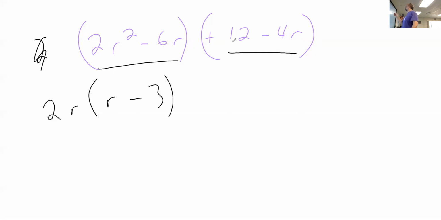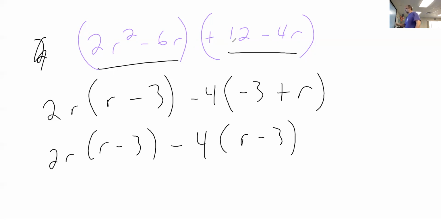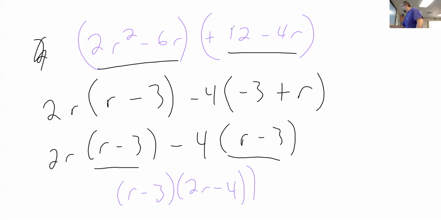And from this here, I can pull out a 4 from both of them. Actually, a negative 4 would work. Pull out a negative 4. What's left is negative 3 plus r. You notice it's similar to the other one, but different. So we can rearrange inside the parentheses to be r minus 3. That's the goal. We want them to look identical. And then the final bit, write the answer: r minus 3 times 2r minus 4. And that would be our answer.